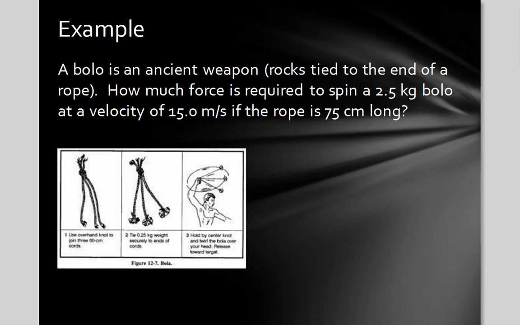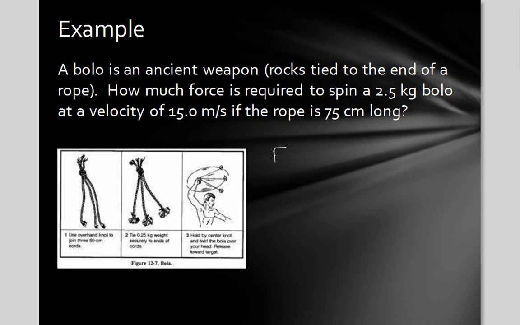Okay, so this question is going to be about an ancient weapon, which is essentially just an object attached to a string, and then it's whipped around in a circle and then released. So it's basically a projectile after it's released. So it says, how much force is required to spin a 2.5 kilogram rock at a velocity of 15 meters per second if the rope is 75 centimeters long?